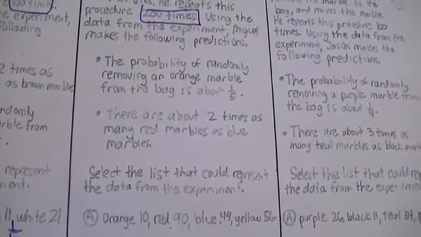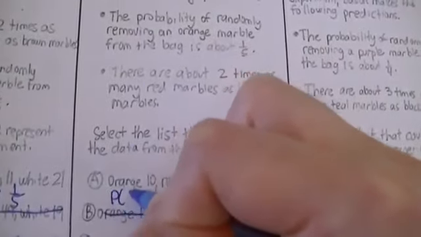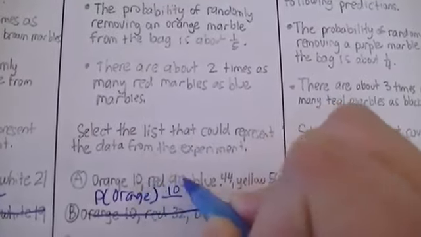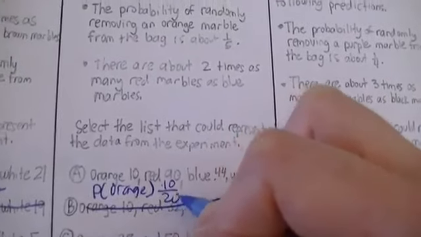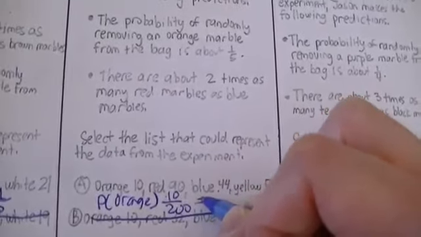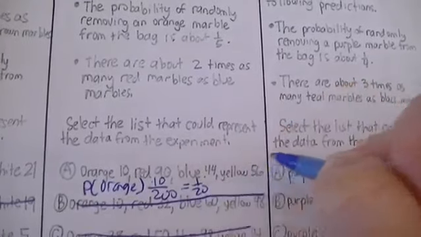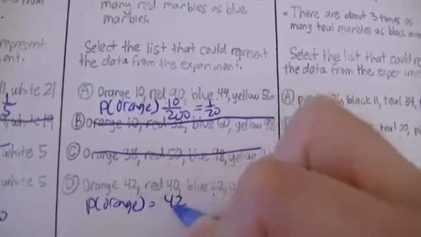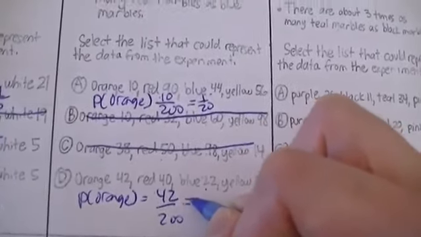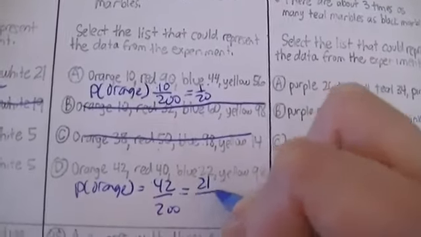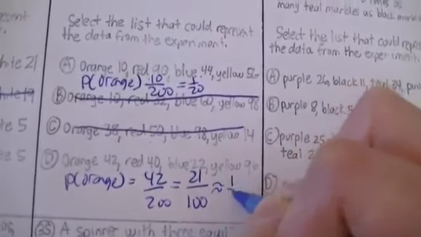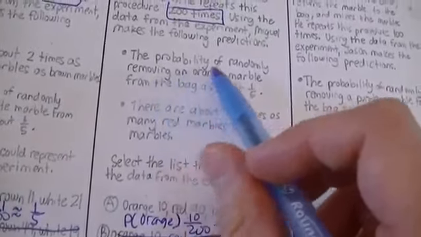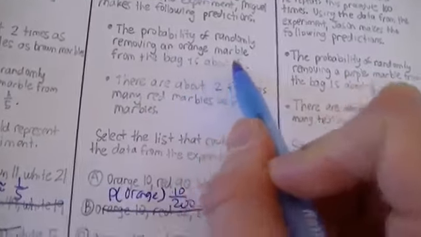Okay, now comes the part where we want to remove an orange. What's the probability of removing an orange? Okay, so orange is 10 out of 10 plus 90 plus 44 plus 56, which is 200. And let's simplify that. I'm going to divide top and bottom by 10. That's 1/20th. Okay, probability of orange down here. Orange is 42 out of 200, which is, I'm going to divide top and bottom by 2. And that's approximately 1/5. Okay, because it says the probability of randomly removing an orange marble from the bag is about 1/5. So it's not exact, so that's it.